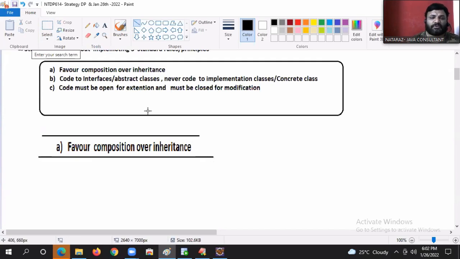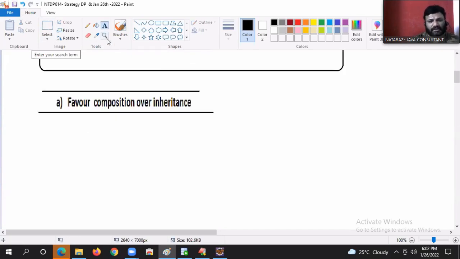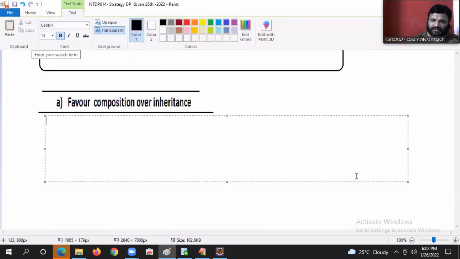Favor composition over inheritance. First of all, tell me what is composition, what is inheritance? Is-a relation is inheritance or composition? Tell me, everyone. Is-a relation is inheritance.